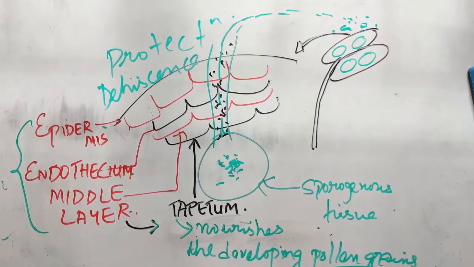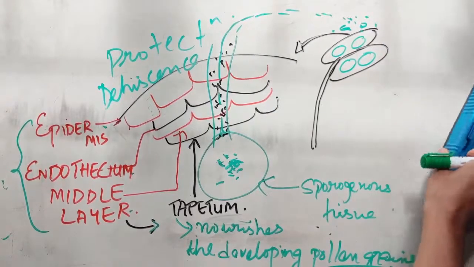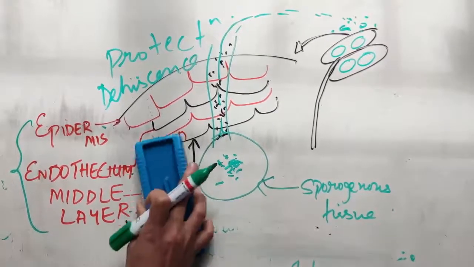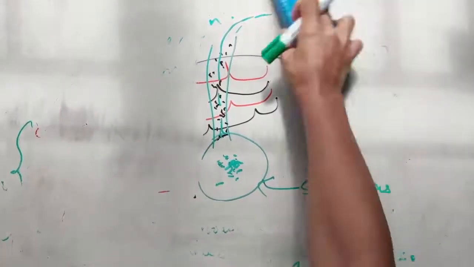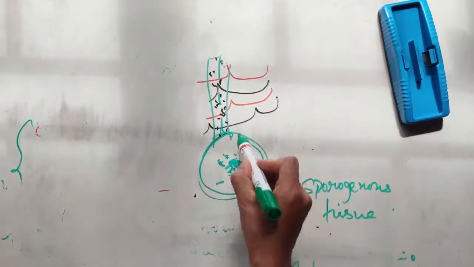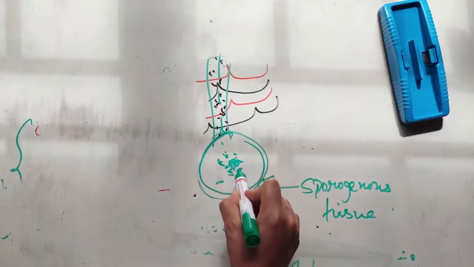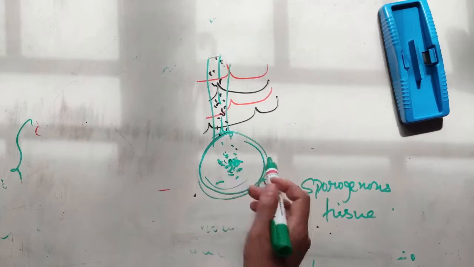Structure of Microsporangia. Clear? Now we can see how the pollen grains are formed from this sporogenous tissue. The small center of the Microsporangia, and then pollen grains were present inside. So how is it formed?